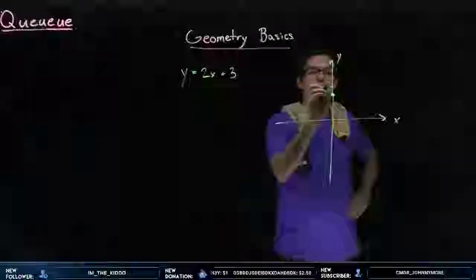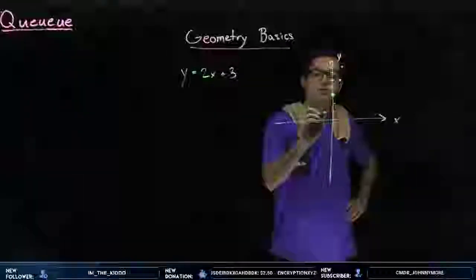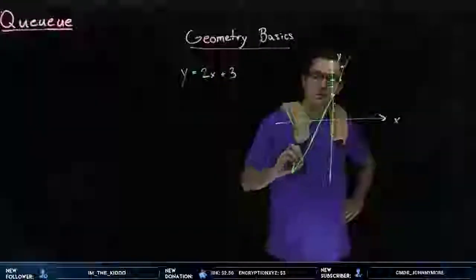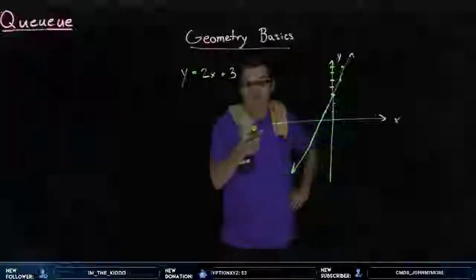Okay, so slope here would be up 2 over 1, up 2 over 1, and then down 2 over -1, all that stuff here. Okay, so we get a line. It looks something like this.